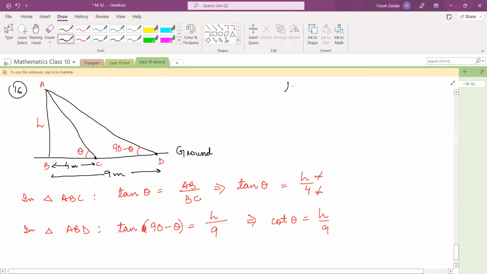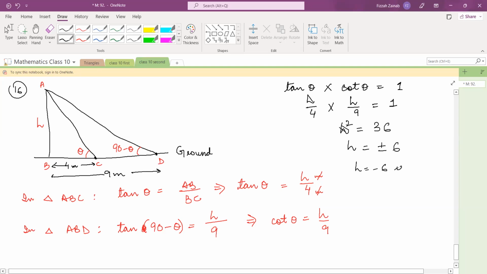Now, we know that tan theta into cot theta is 1, right? They are reciprocal of each other, right? Put the value. So, H upon 4 multiplied by H upon 9 is equal to 1. Cross multiply, H square is equal to 36, right? So, H will be plus minus 6. Now h is equal to minus 6 is rejected because the height cannot be negative. So you get h is equal to 6 meter. This you had to prove. Prove that the height of the tower is 6 meter.